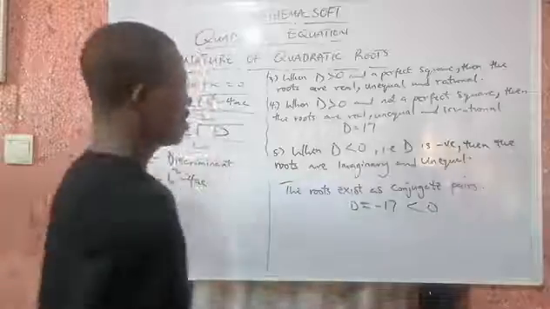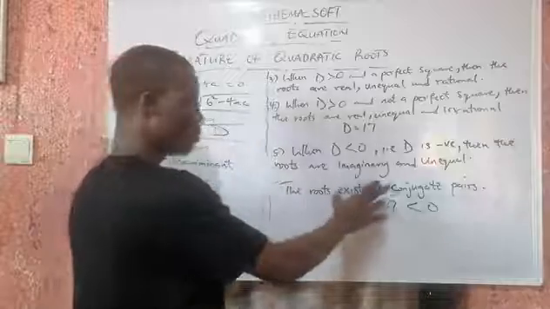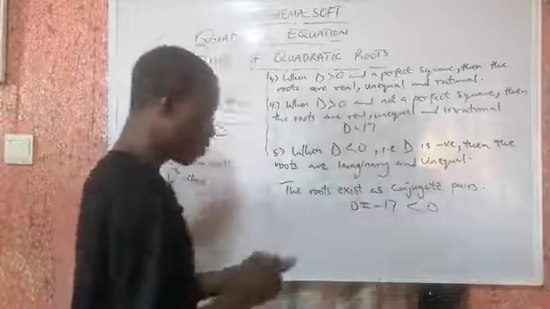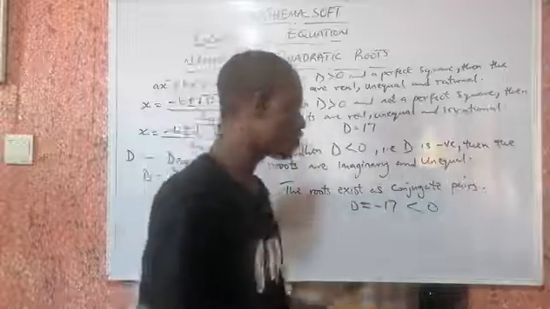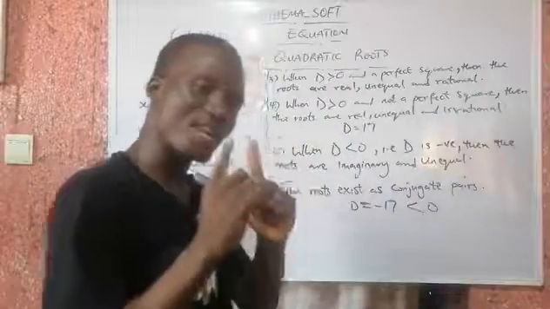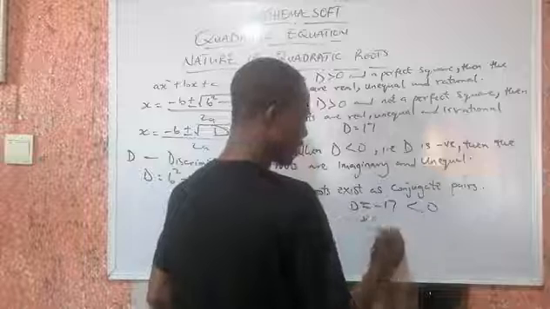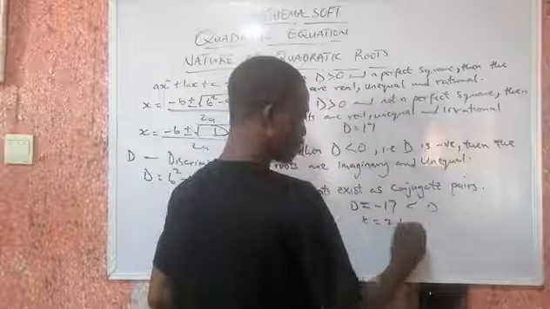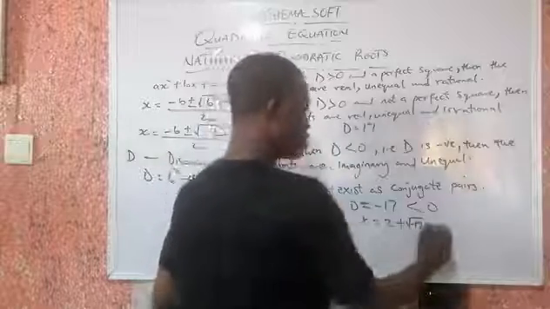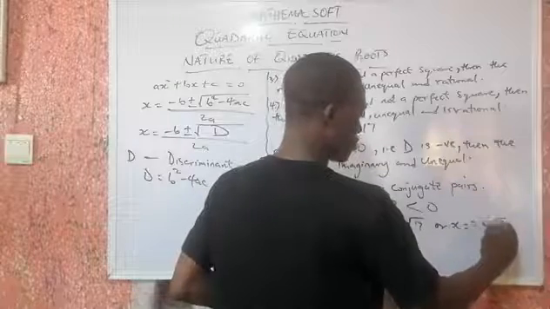So in this case, the quadratic roots will be imaginary, and they will exist as conjugate pairs. When we say conjugate pairs, we mean that they differ only in their sign. Let's say one value is x equals 2 plus root minus 17. The other one will be x equals 2 minus root minus 17.